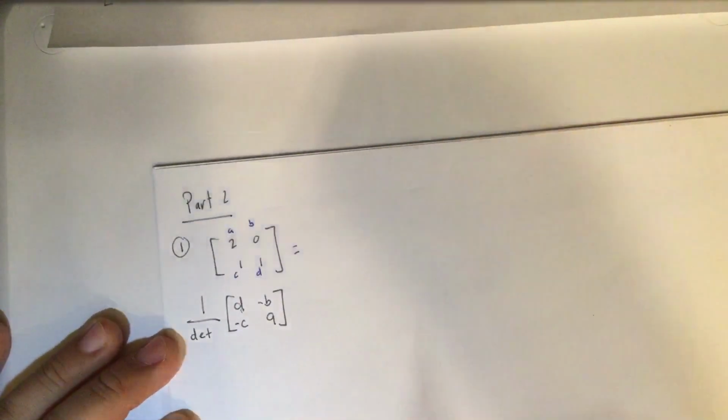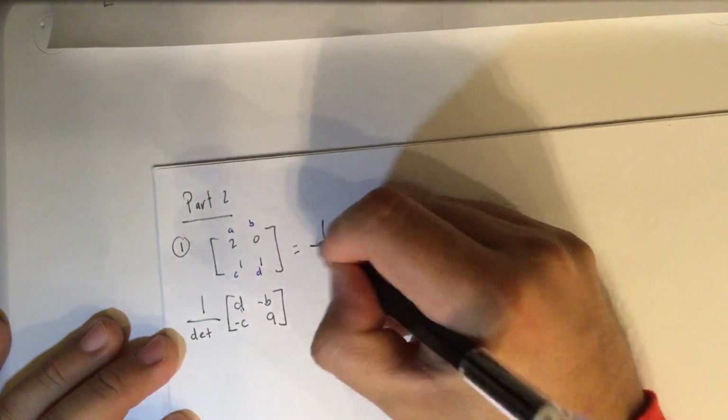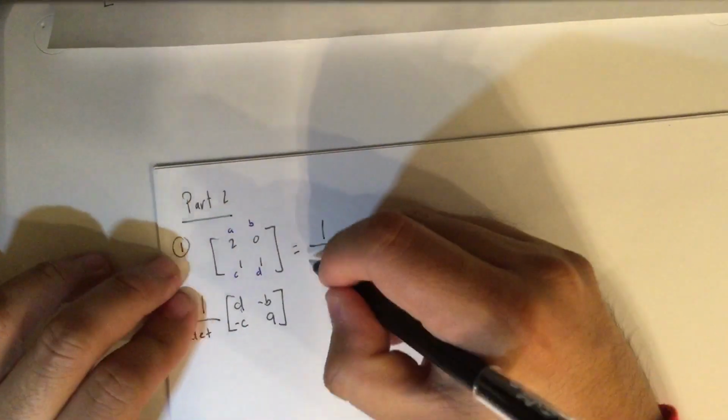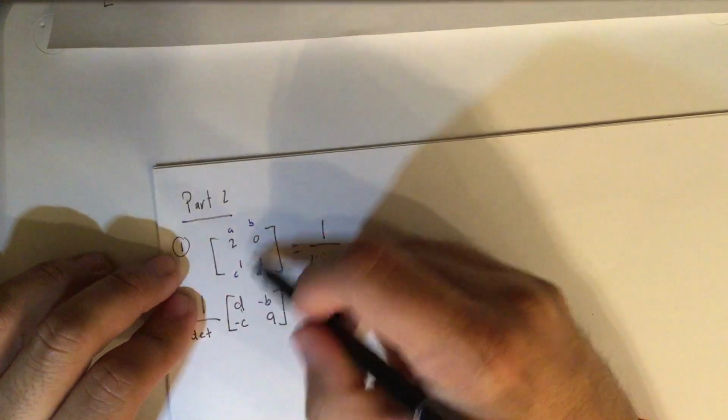So when I'm finding the inverse here, first thing I'm going to do is 1 over the determinant. 2 times 1 minus 1 times 0.